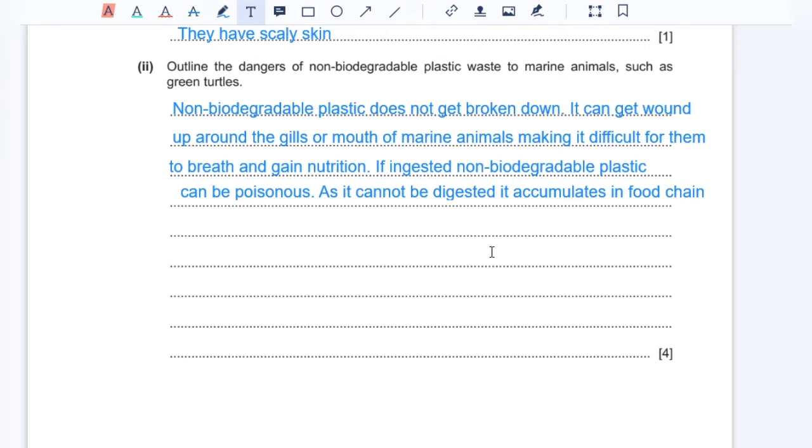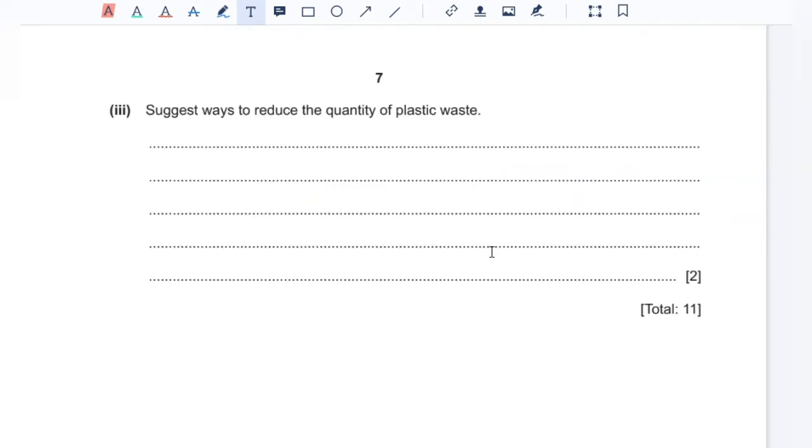3. Suggest ways to reduce the quantity of plastic waste. So this can be done by using biodegradable plastic, so it can be broken down and there won't be any plastic waste, and recycle waste.